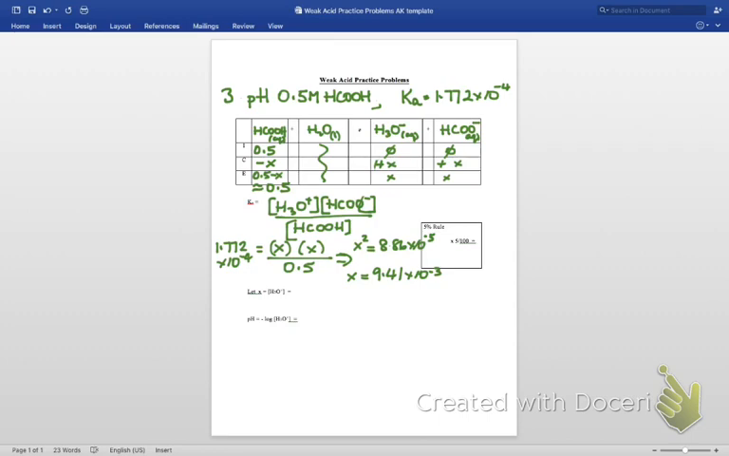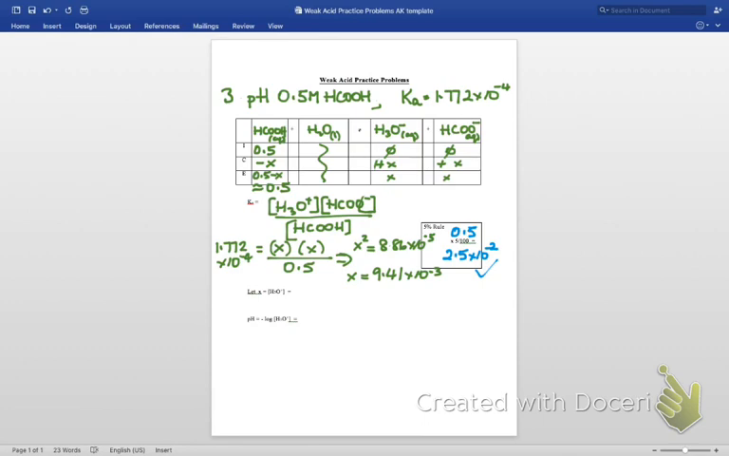Okay, again, we have to do the 5% rule. I'll change color so that it doesn't get too confusing because I've written over the box a little bit. So this will be 0.5 times 5%, which gives us 2.5 times 10 to the negative 2. And again, you can see that X is smaller than 2.5 times 10 to the negative 2, so our 5% rule is okay. All right, on we go.